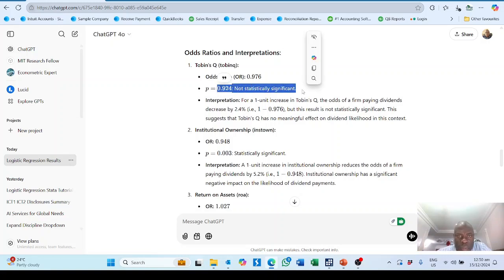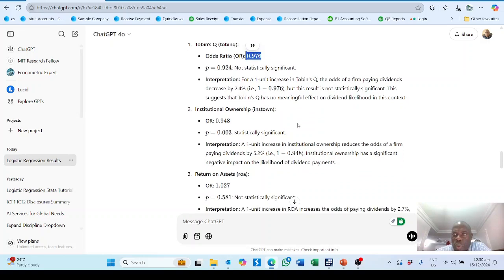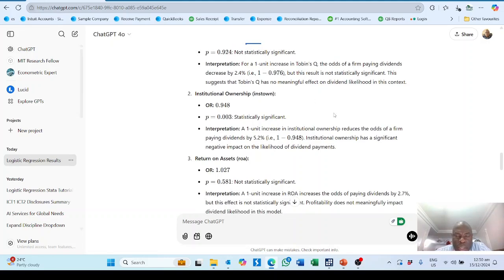It's not significant. Interpretation: for every 1 unit increase in Tobin's Q, the odds of a firm paying dividends decreases by 2.4%. That is 1 minus 0.976. That's the odds ratio that we have here. So it decreases, but it is not statistically significant. This suggests that Tobin's Q has no meaningful effect on the likelihood of dividend payment in this context.